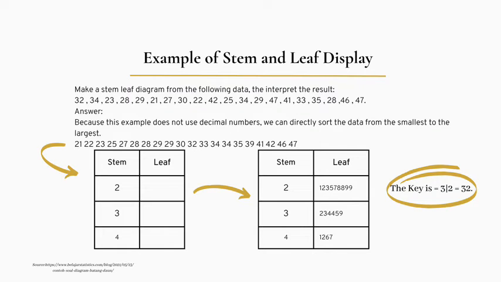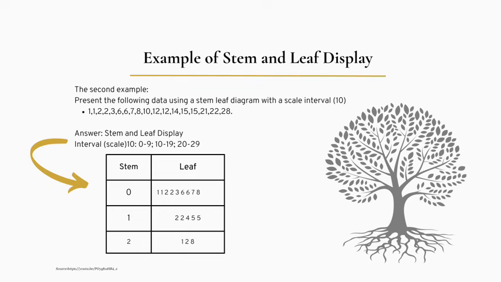The next example is the second example. Present the following data using a stem and leaf diagram with a scale interval of 10. The data is 1, 1, 2, 2, 3, 6, 6, 7, 8, 10, 12, 12, 14, 15, 15, 21, 22, and 28.